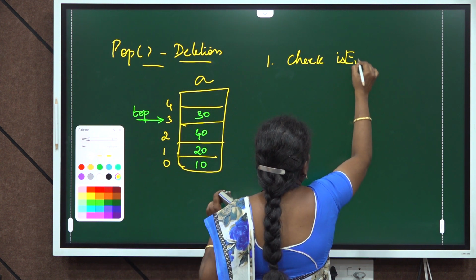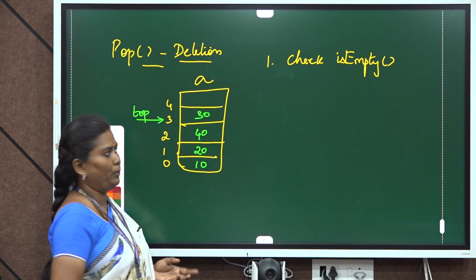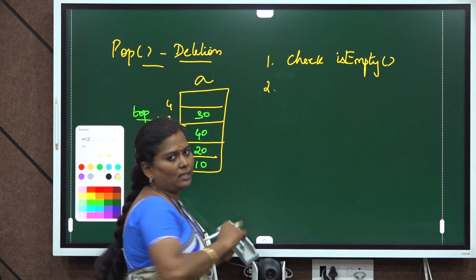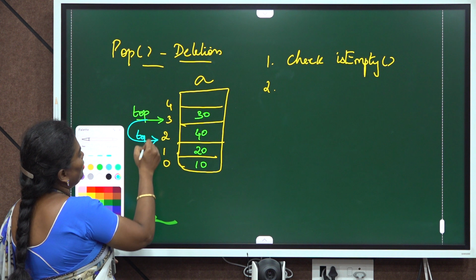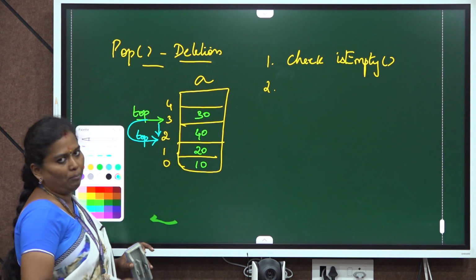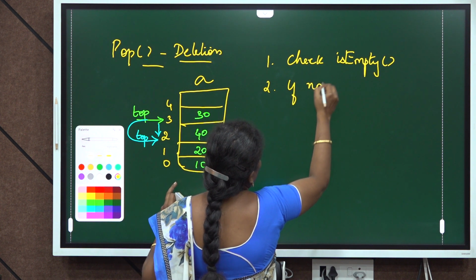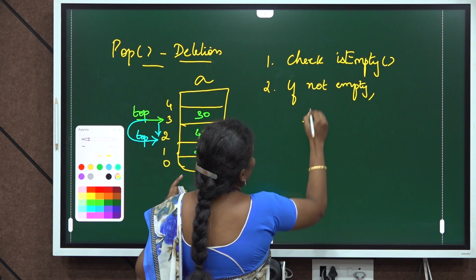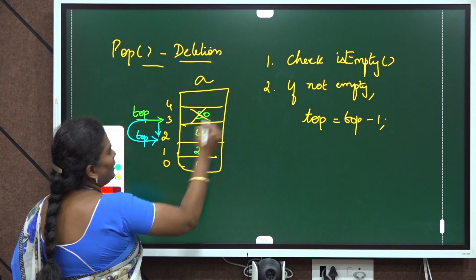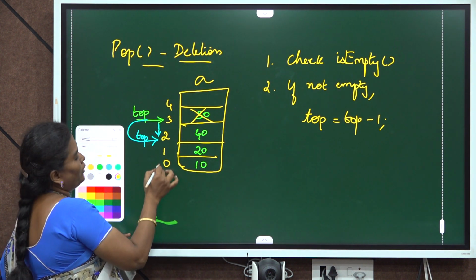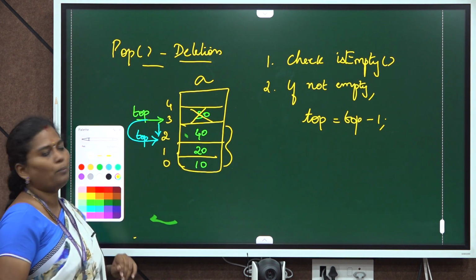Check is empty. For insertion we checked is full. For deletion we are supposed to check is empty, because if there is no element we cannot do the deletion operation. If the element is present, if it is not empty, we can just decrement the top. If you bring the top down, then automatically this element will be deleted. So we are supposed to do a very simple step: if not empty, then top is decremented, top -1. Just by decrementing the top, this 30 will be removed. When you are going to display something, you will be displaying from 0 to top. So automatically 30 will be removed. This is how the pop operation will be carried out.